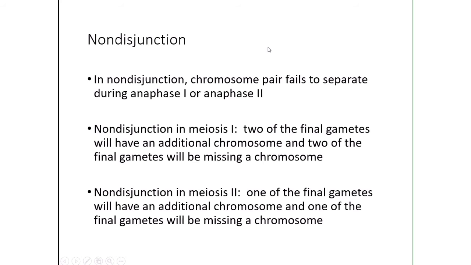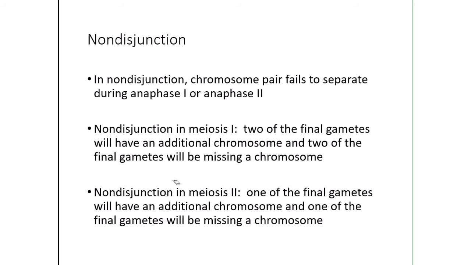There is a potential problem that could occur with meiosis, and that's something called nondisjunction. Okay? In nondisjunction, the chromosome pair fails to separate, and this could happen either in anaphase 1, right, or anaphase 2. Okay? If it happens in anaphase 1 during meiosis 1, then 2 of the final gametes will have an additional chromosome, while 2 of the final gametes will be missing a chromosome. Okay? Whereas if you have a nondisjunction that happens in meiosis 2, 1 of the final gametes will have an additional chromosome, and 1 will be missing a chromosome.